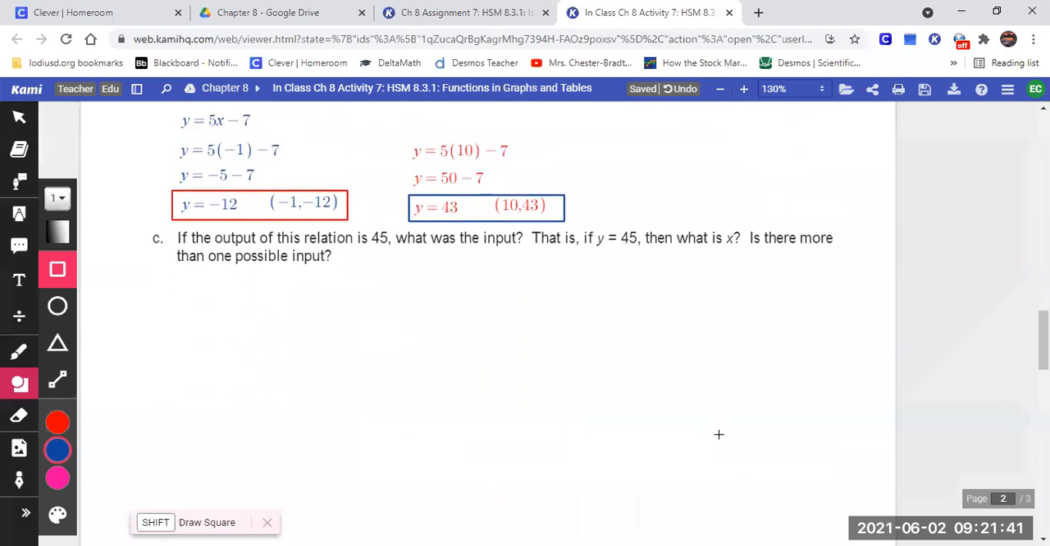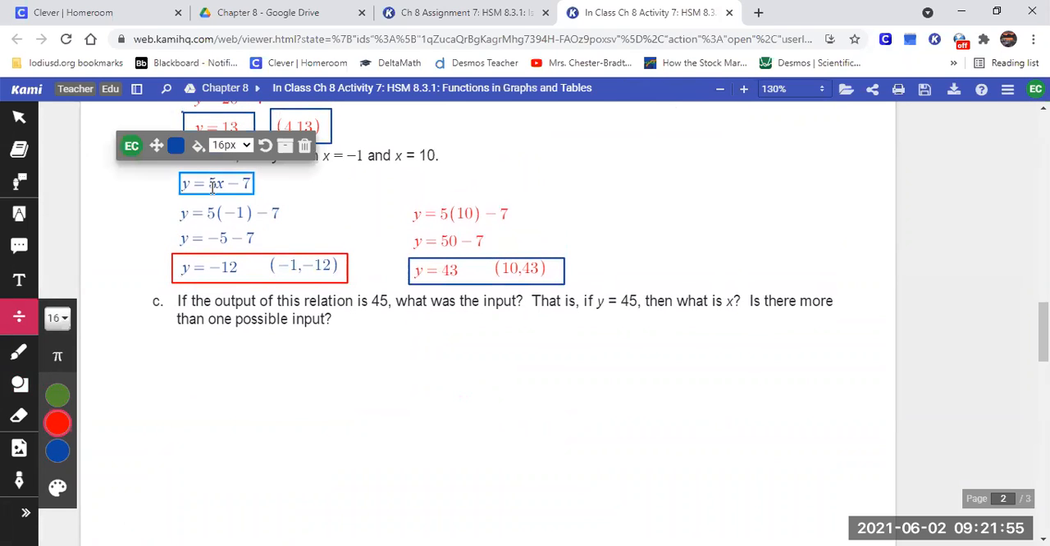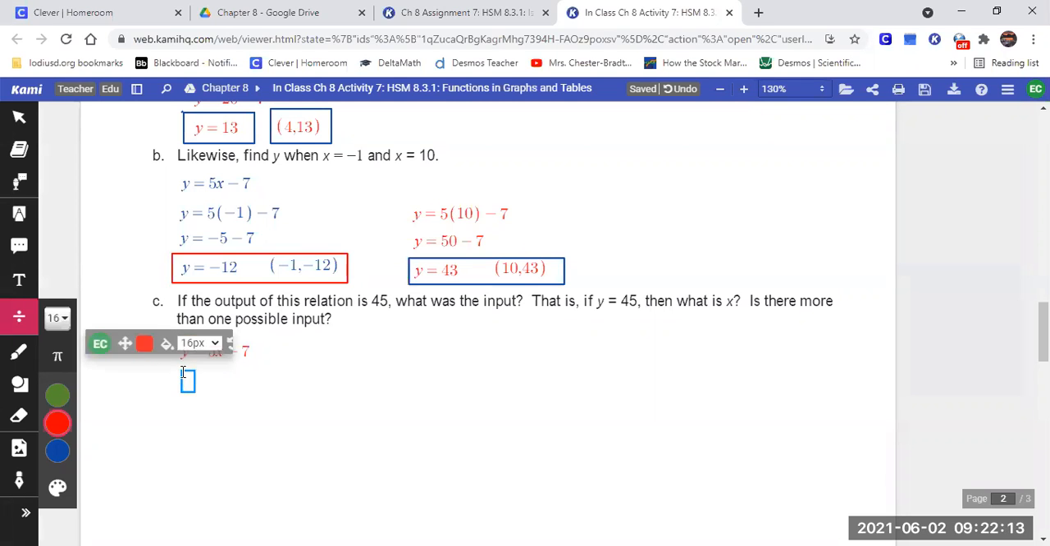Okay. So they want an output of 45 and they want to know what the input is. That is, if y is 45, what would the x be? So we're solving this in reverse. We know the y this time. We need to figure out the x. So we're going to get the equation, and then we're going to substitute into the equation the y they told us they wanted this time. Instead of putting in for an x, we're going to put in for the y. And then we're going to do our big zeros and our big ones.